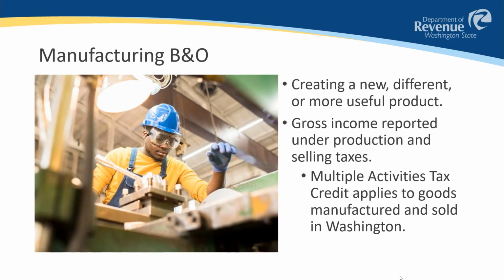Manufacturing is defined as making a new, different, or more useful product. An example of manufacturing is the making of hammers at the MC Hammer Company factory. Manufacturing B&O tax is due on the gross income from sales of the manufactured product. It is due on the products you manufacture in Washington.